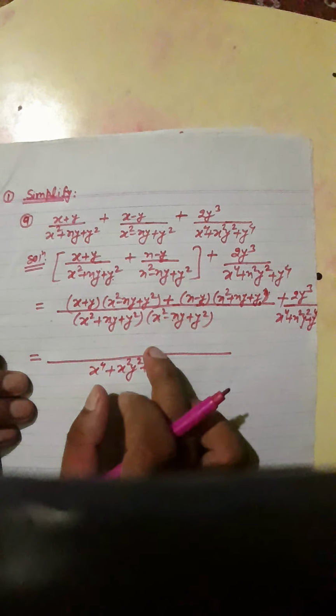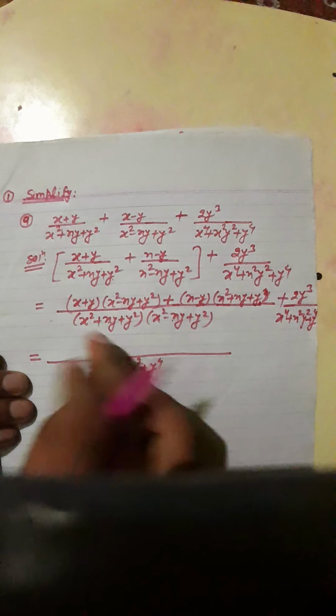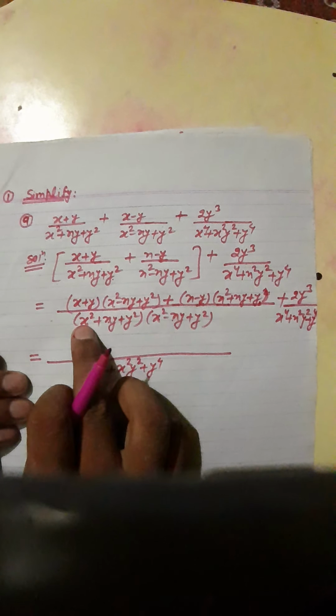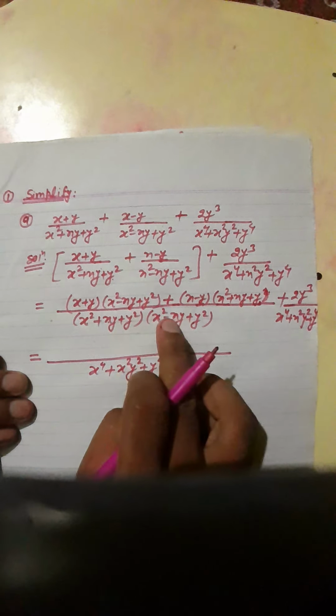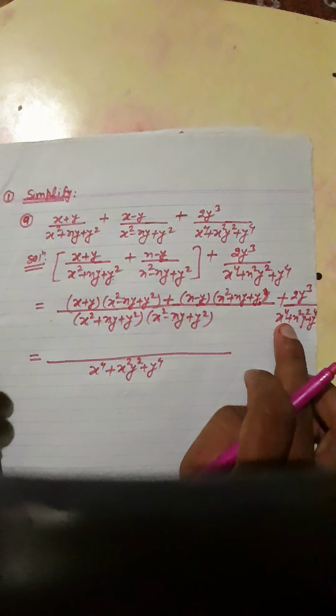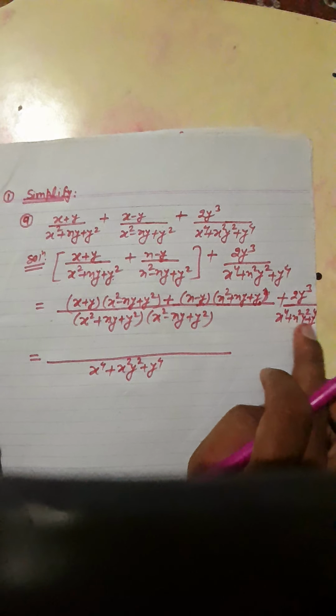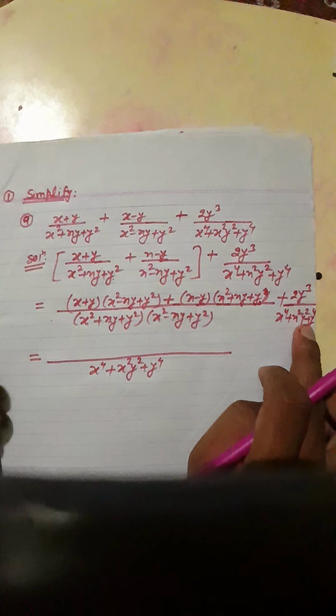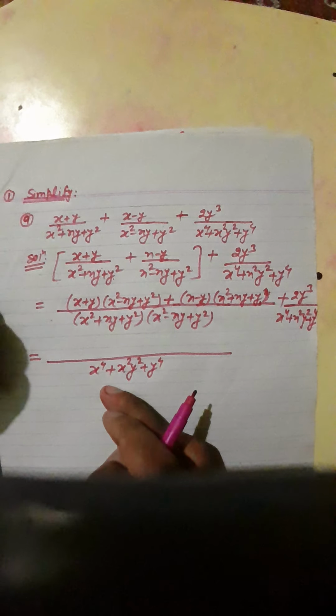So you can check it by multiplying these two factors, and you will get this single polynomial x power 4 plus x square y square plus y power 4. So you can check it yourself by multiplying.